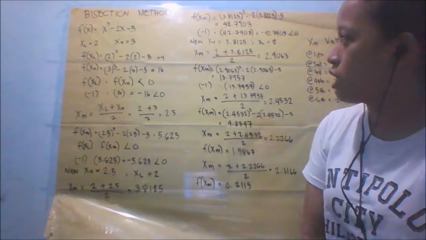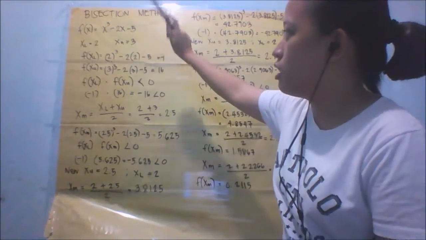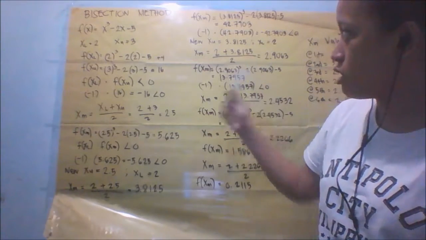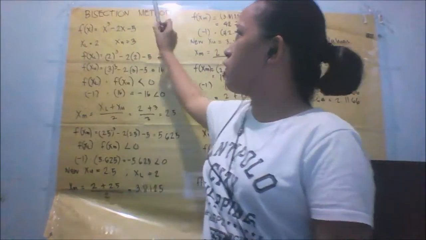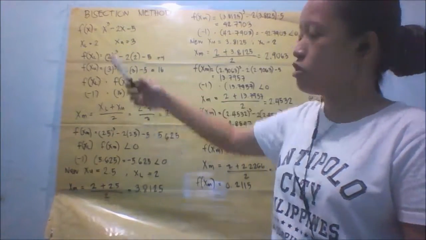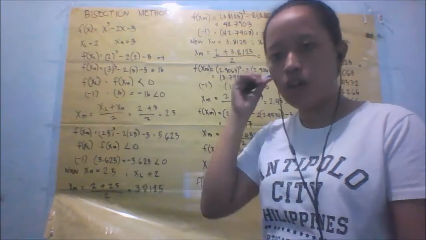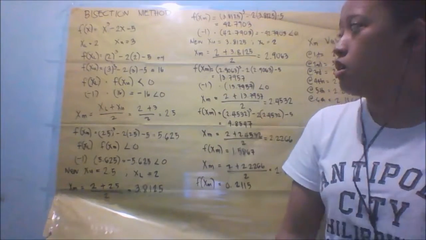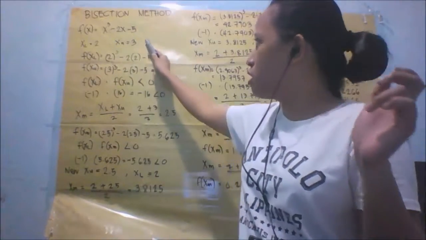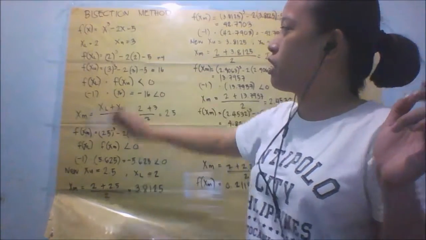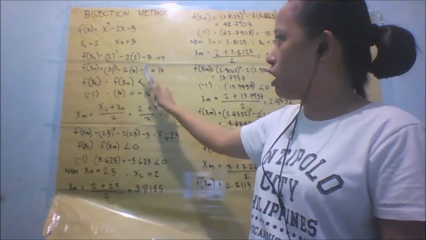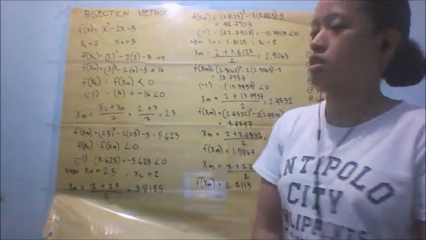So you have to get your f of xl and f of xu. You can get your f of xl by substituting your value in our function. So we have here 2 cubed minus 2 times 2 minus 5, which is equal to negative 1. Next, you can get your f of xu by substituting your value of xu in our function. So we have here 3 cubed minus 2 times 3 minus 5, which is 16.